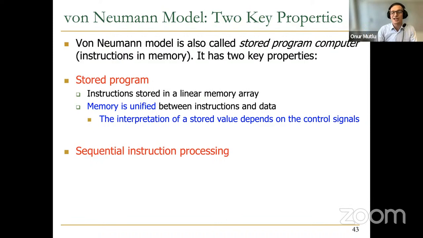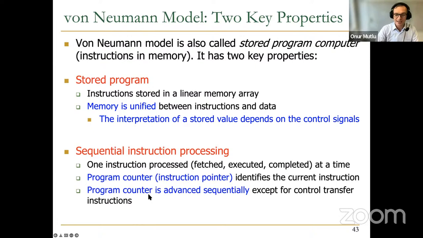Okay, the second property is sequential instruction processing, which is one instruction is processed, meaning fetched, executed, and completed at a time. Program counter identifies that current instruction pointer, in other words, and program counter is advanced sequentially, except for control transfer instruction. So program counter is 0 to begin with. It becomes 1 next, it becomes 2 next, it becomes 3 next, if this is word addressable and each instruction is a word. We'll see byte addressable computers in a little bit also, and we'll talk about that. So keep these two properties in mind.